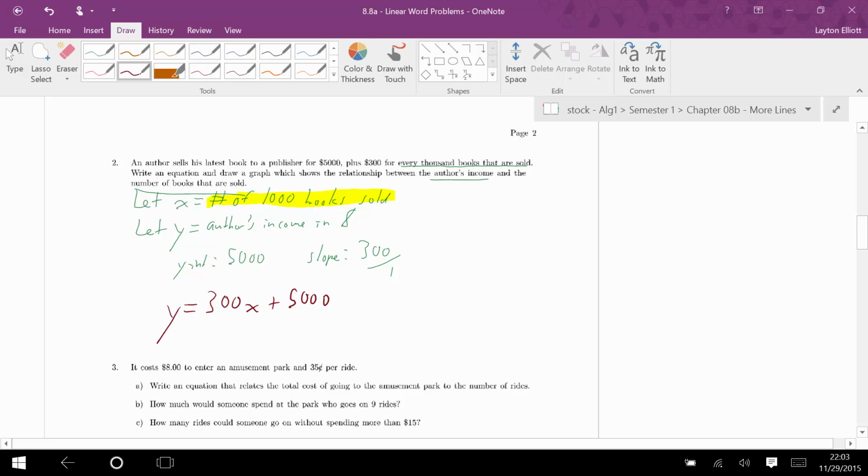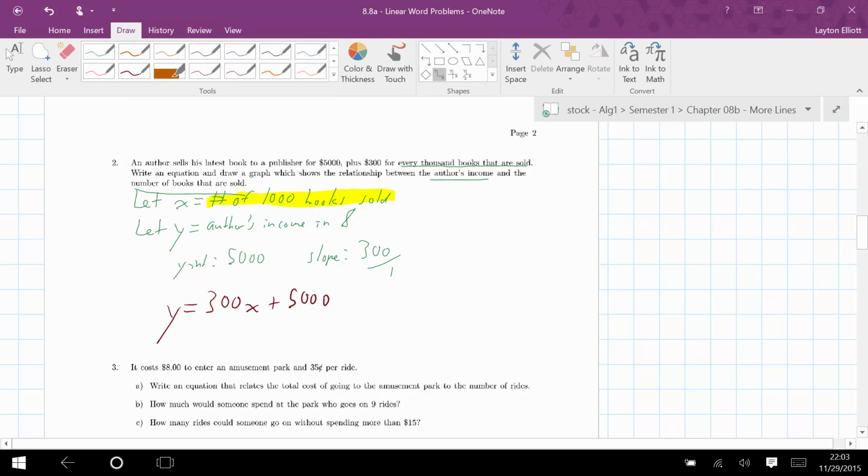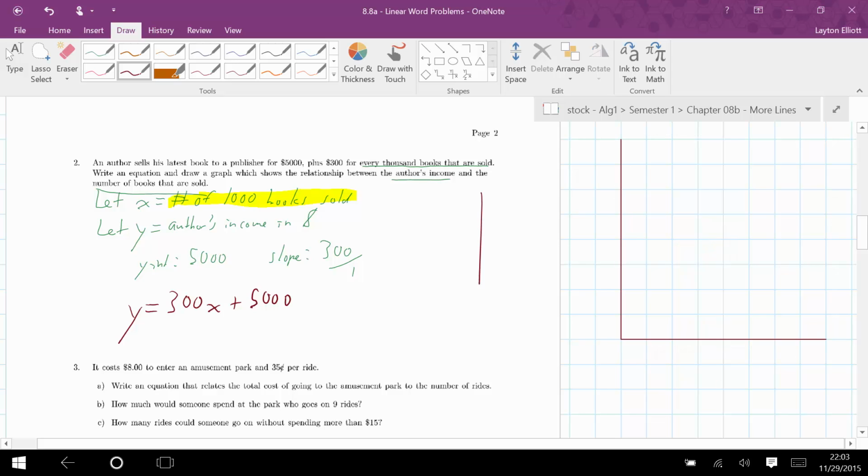Then it wants a graph. I promised that we'd do a real graph. Let's turn on some graph paper and get a good first quadrant graph going. I'm going to do it over here on the side. Then we're going to have a t-chart where I have x and y. When x is 0, y is 5,000. When x is 1, y is 5,300. When x is 2, y is 5,600. I'm literally just plugging these in. And once you get the pattern going, you can see what's happening with the y's. It's just increasing by the same amount. Let's get 5 of them down there.